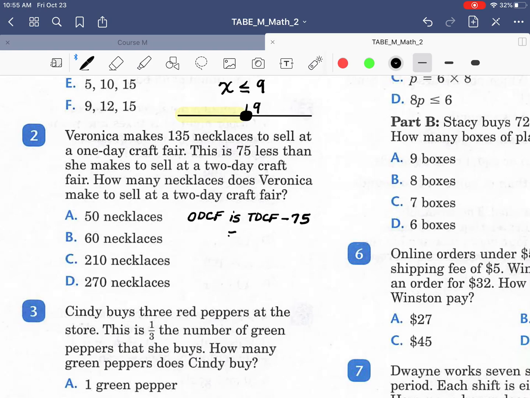So the 1-day fair is 135. We don't know the 2-day fair, but we can find it by adding the 75 to both sides. This is not an inequality. This is an equation. It's an exact amount. So I'm thinking 210 necklaces for the 2-day craft fair.